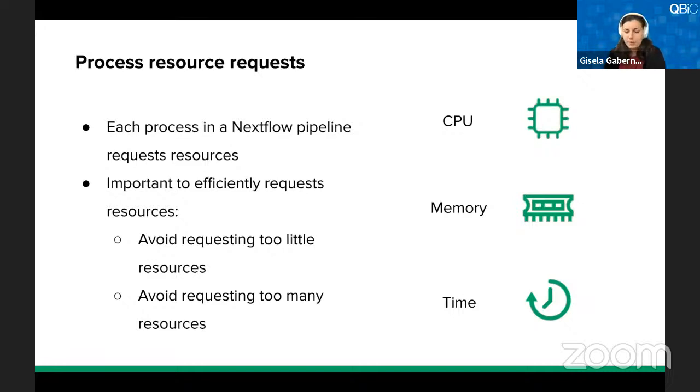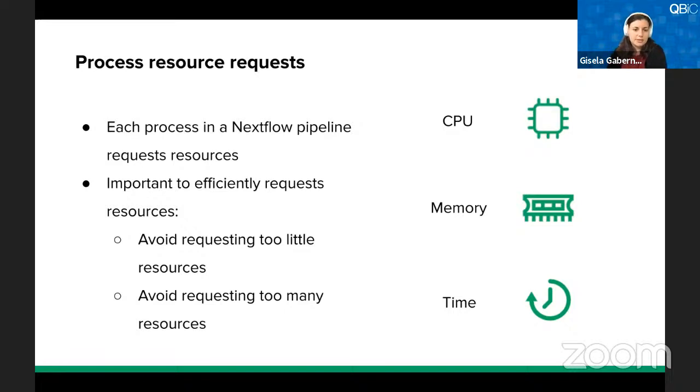When writing a Nextflow pipeline, for each of the processes of the pipeline, there is the possibility of specifying resource requests. This is, for example, the number of CPUs that this process will use, how much RAM memory this process job will need, and for how long that job can run. And it's important to efficiently request those resources, because those resource requests will be passed to the cluster scheduler or to the cloud scheduler.